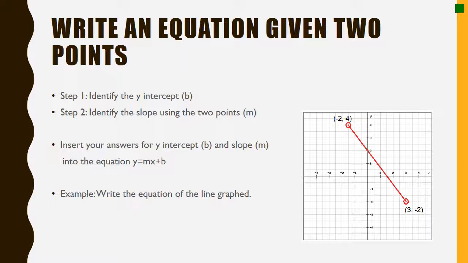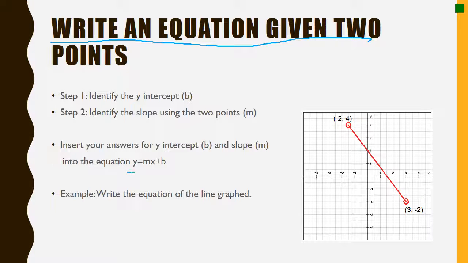Okay, so now we need to talk about writing an equation given 2 points. So the easiest way to do this is to write it in slope-intercept form. If you don't remember what slope-intercept form is, stop this video, go watch the other Playposit, and then watch this one, okay?